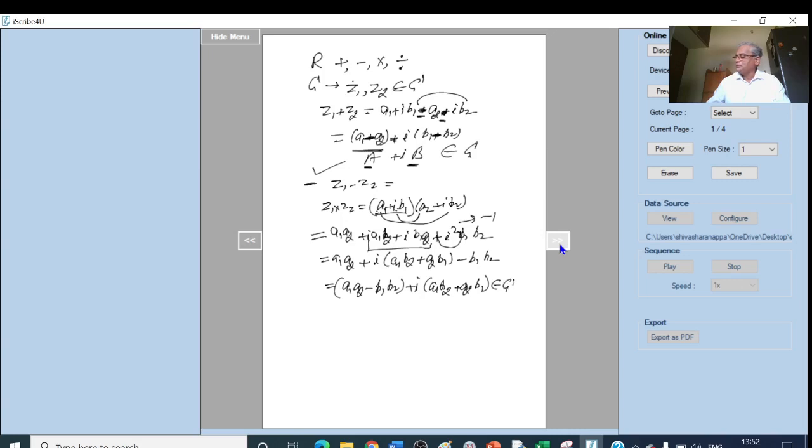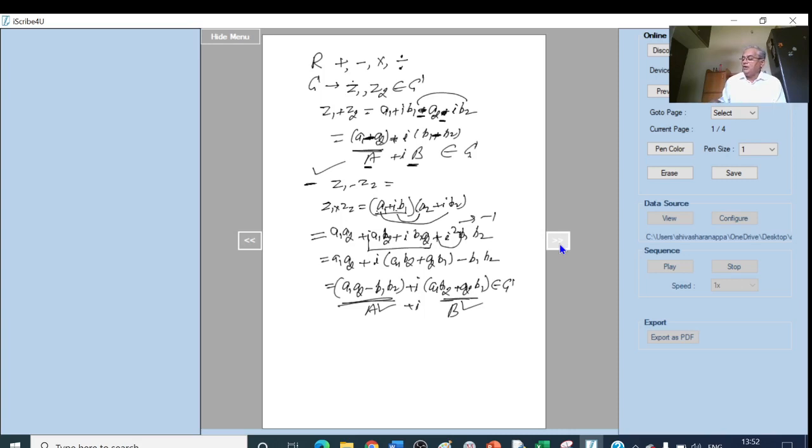This belongs to C. This is in the form of A plus I into B, where A is a real number and B is a real number. Okay. So this belongs to C. So multiplication is also closure satisfied. Multiplication is a binary operation for the set of complex numbers.